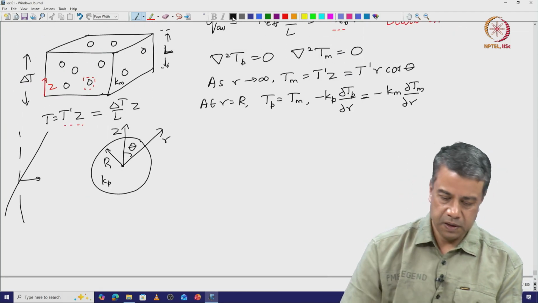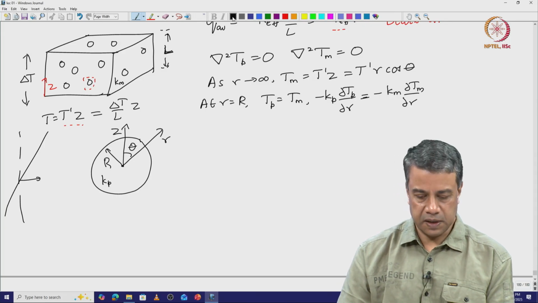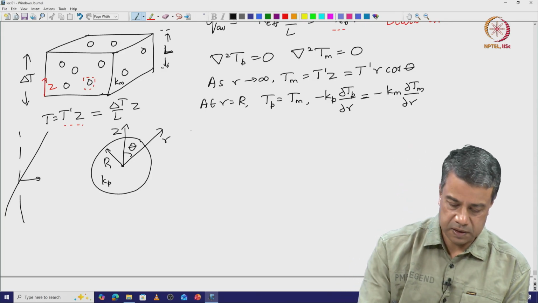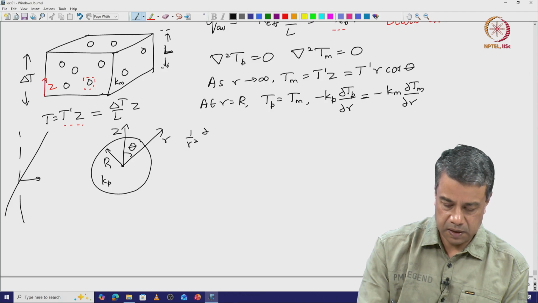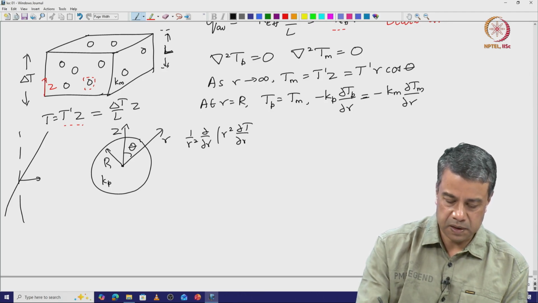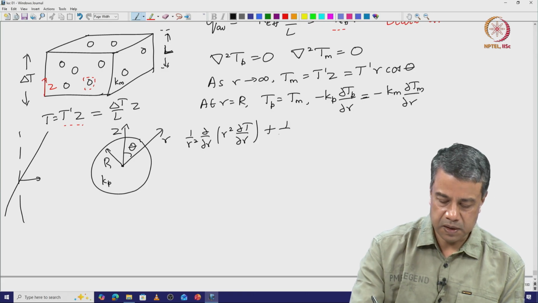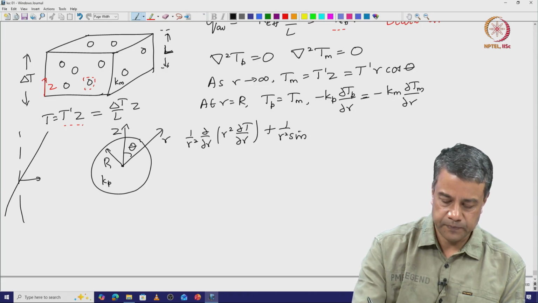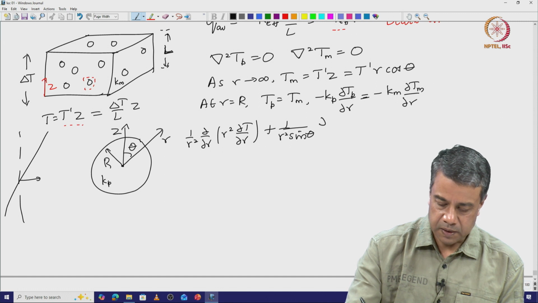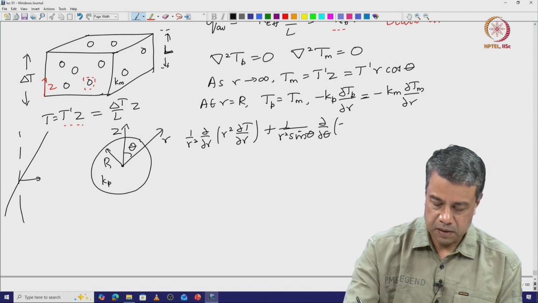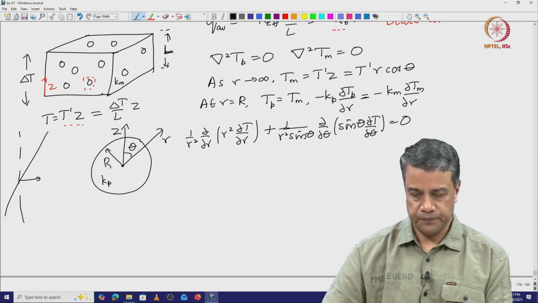So, this solution del square T equal to 0 in a spherical coordinate system is 1 by r square d by dr of r square partial T by partial r plus 1 by r square sine theta partial by partial theta of sine theta partial T by partial theta is equal to 0.